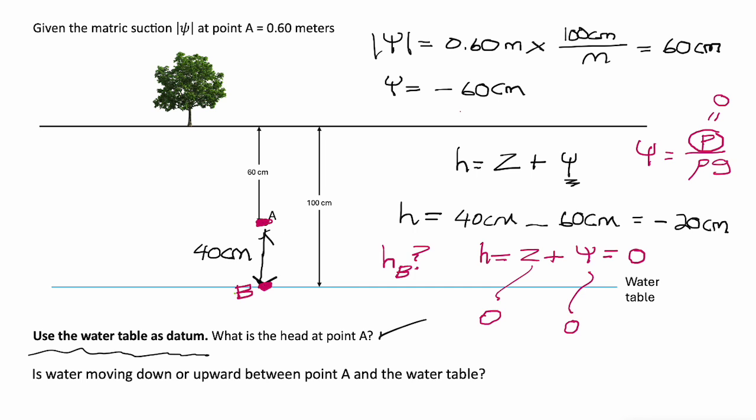Okay. So the head here at the water table was 0. The head at A was equal to minus 20 centimeters. So which is the higher number? 0. So therefore, groundwater will be flowing from higher head towards lower head in this direction. In other words, it's flowing upwards.